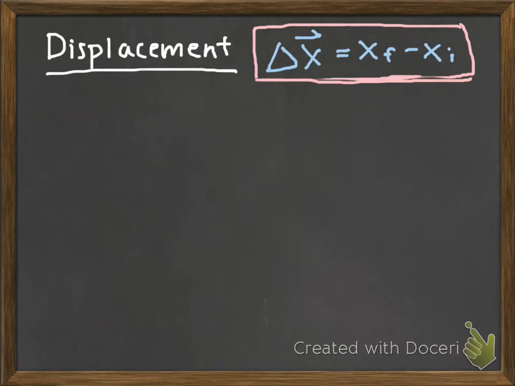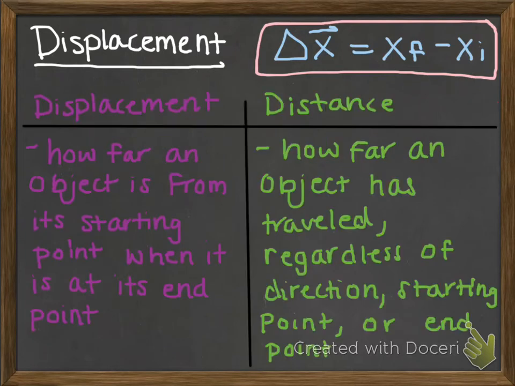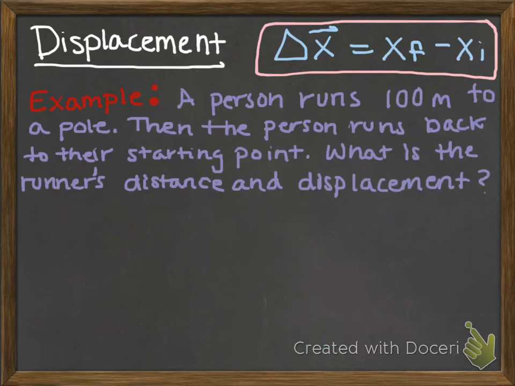Another thing to remember about displacement is the difference between displacement and distance traveled. Displacement is how far an object is from its starting point when it is at its end point, just like in our previous example. Distance is how far an object has traveled regardless of direction, starting point, or end point. Now let's see an example where we use both distance and displacement.